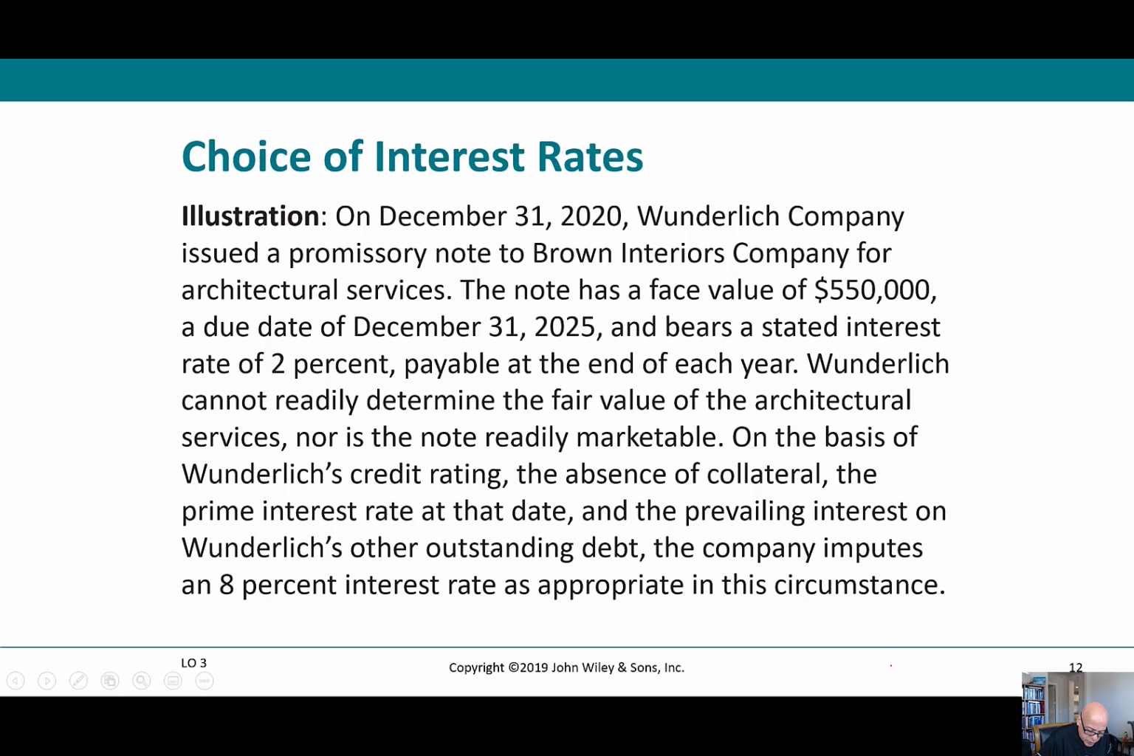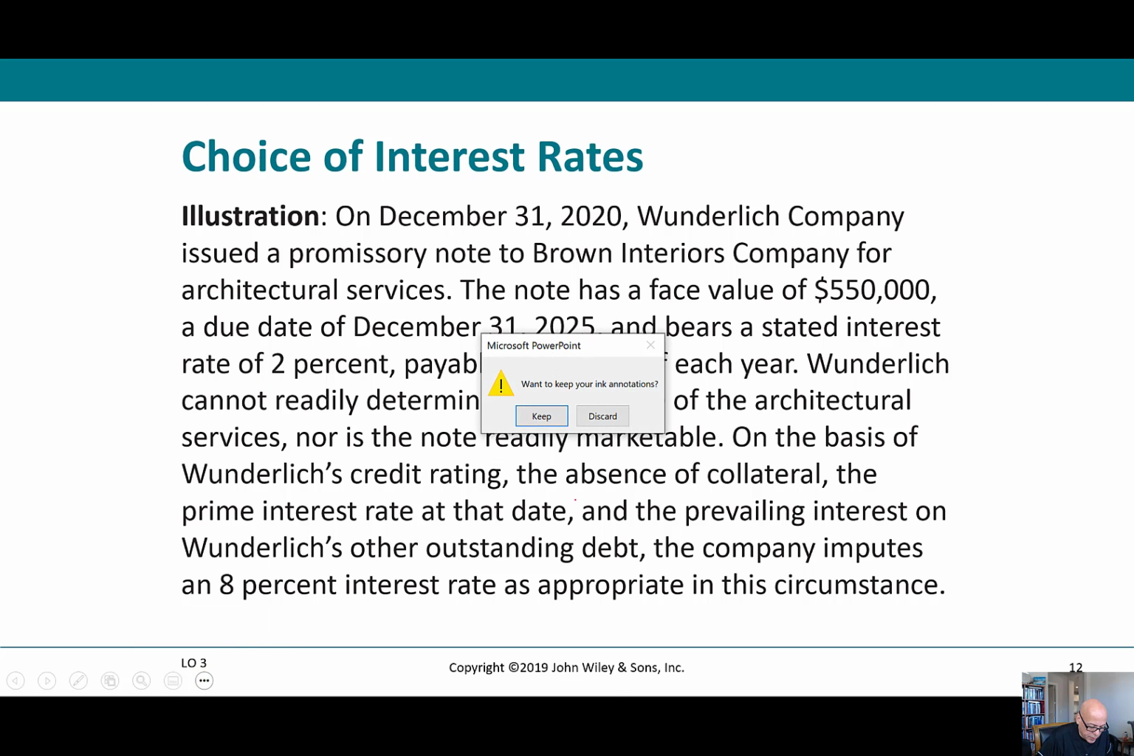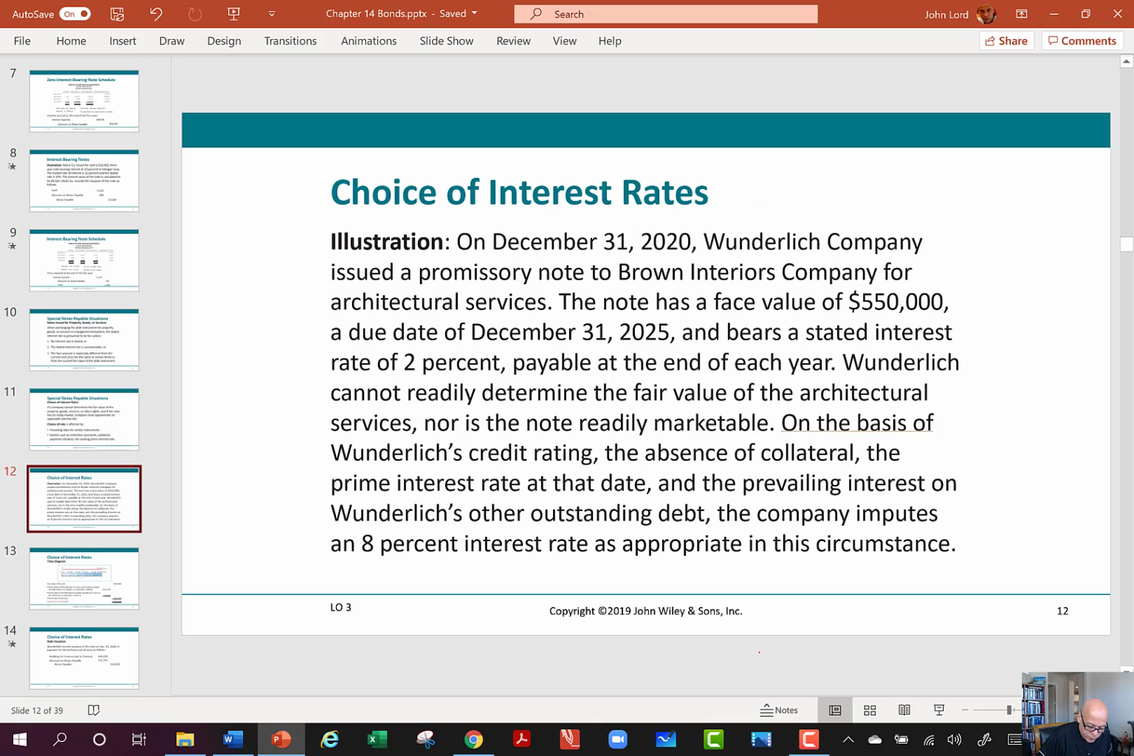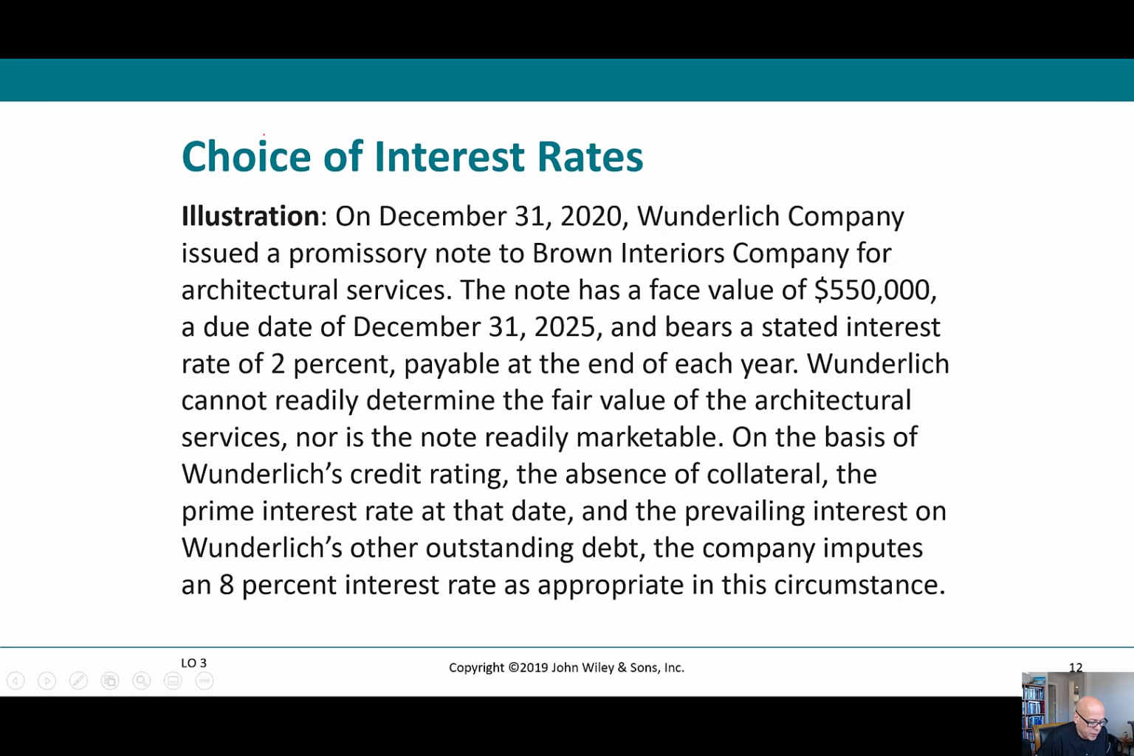Okay, just taking a quick look at that one now. I'm going to get out of the slideshow for one second. Let's take a look at this. We have a situation where we're exchanging some different property and we're going to sign a note for that, and we're trying to figure out what the proper interest rate is that should be used here.